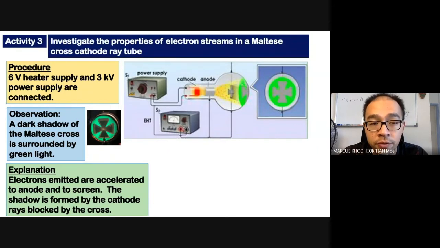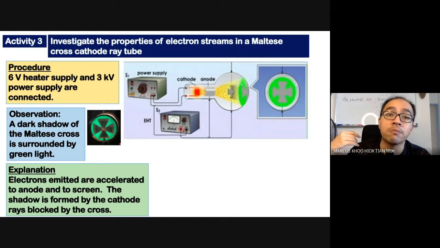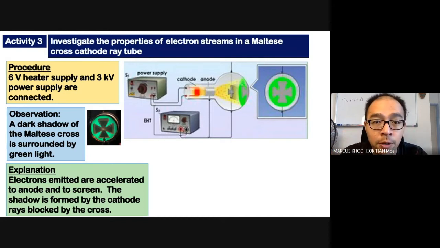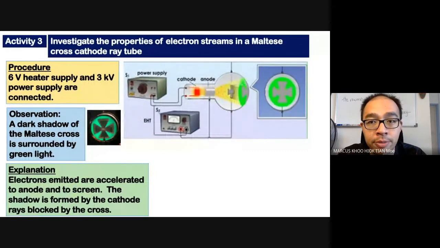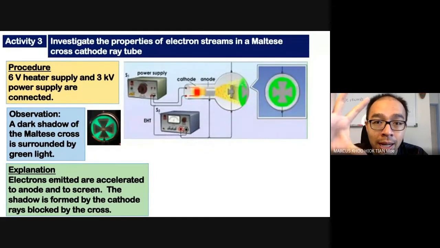So this means electrons emitted are accelerated from the anode to the screen. The shadow is formed by the cathode rays blocked by the cross. That's normal. But the reason why it is green is because it's moving at very high speed now. Take a look at before, it was not moving at high speed, it's just normal yellow light, which is the same color as the light from the filament. But when you accelerate at high speed, you're going to get this green color, which is what we call the cathode ray.